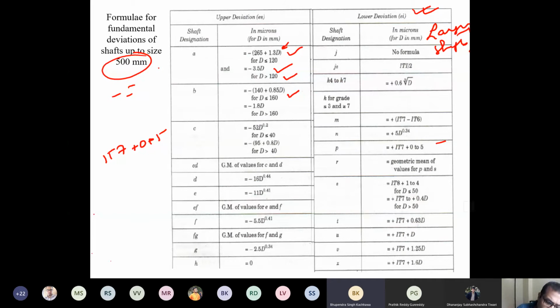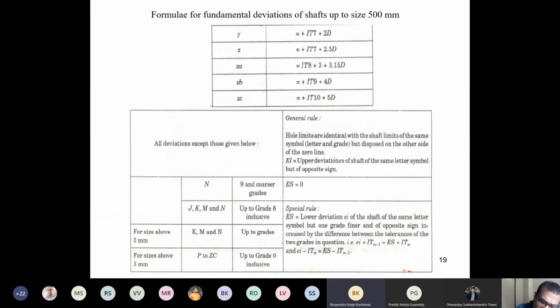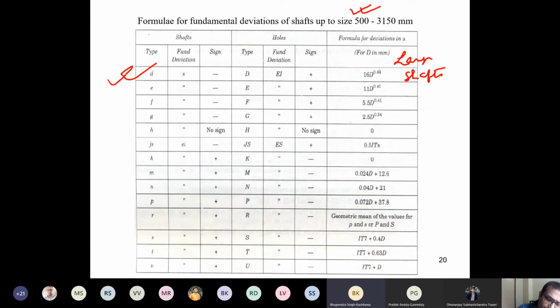But there is a caveat here. It says from P to ZC for size above 3 millimeter, there is an exception which says that EI minus ITN is equal to ES ITN minus 1. So basically what I have to do is reduce one grade from whatever the grades are. So it will be IT6 plus 0 to 5 for the hole. You have to read this and see this is a special rule which you will have to follow here. So go ahead.